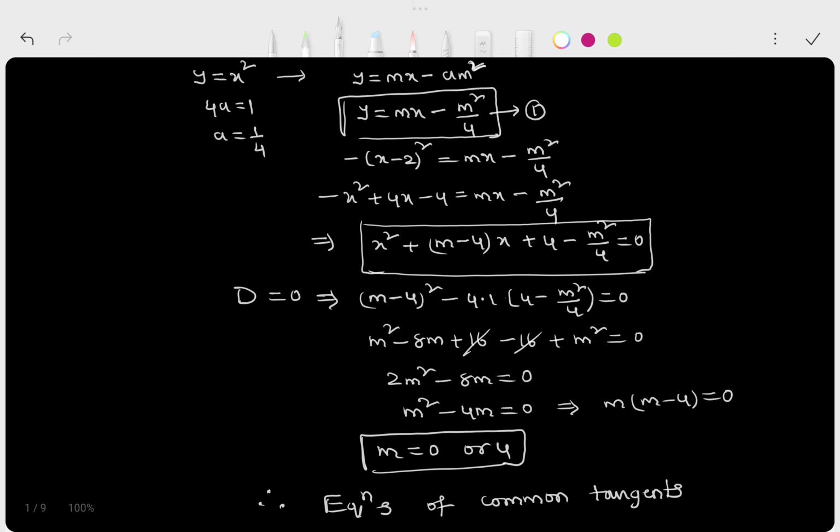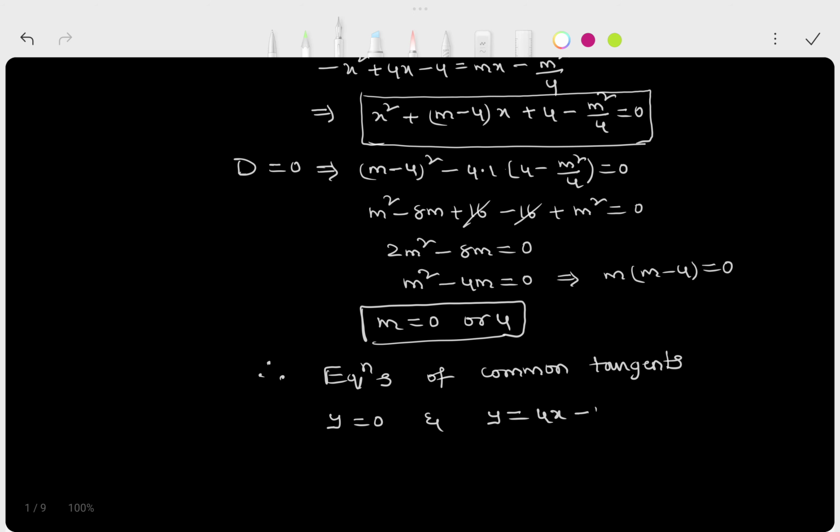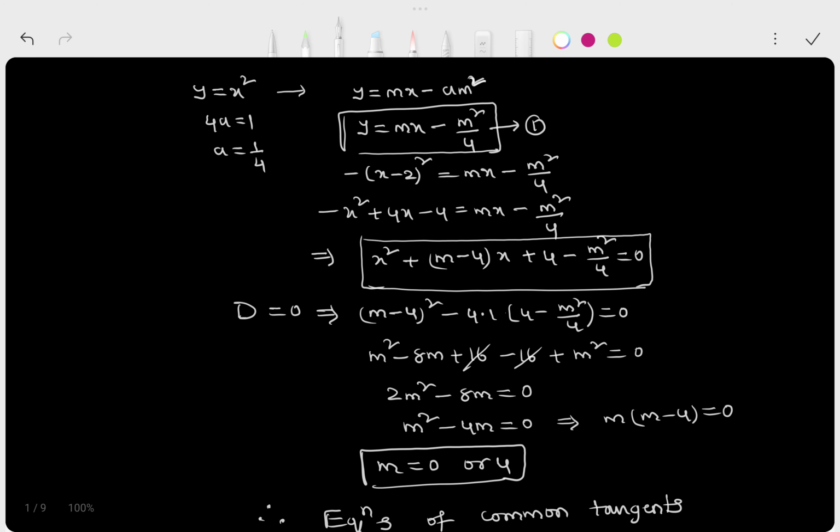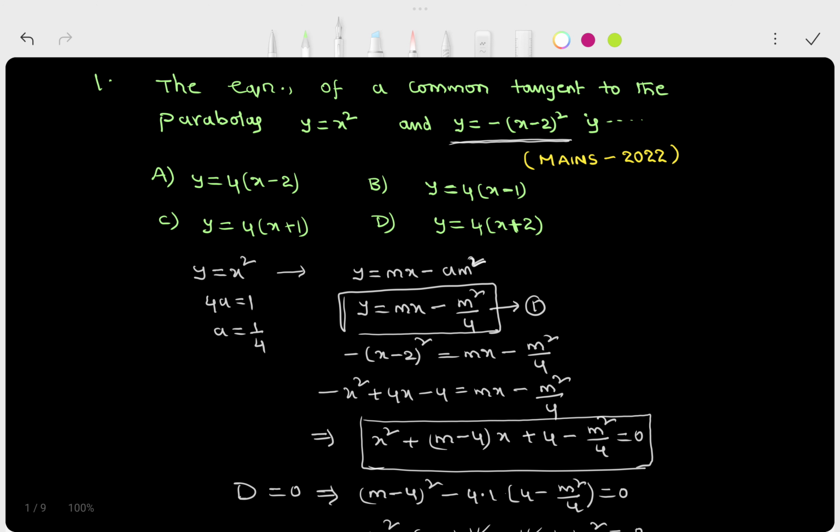M square by 4 means 16 by 4, that is equal to 4. So here the value will be y is equal to 4x minus 4 and y is equal to x. These are the common tangents to the given parabola. So all of you see this one. According to the given options, option B is the correct answer.